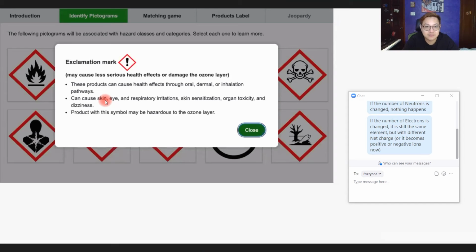These products can cause health effects through oral, dermal, or inhalation pathways. They can cause skin, eye, and respiratory irritations, organ toxicity, and dizziness, like headache, feeling dizzy, you cannot really focus. But the exclamation mark means they are less toxic, so it's just a hazard, but not that severe. It's like a warning. Warning, yeah, warning. Or damage the ozone layer.